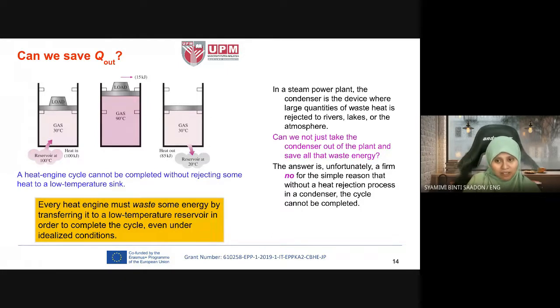Okay, in a steam power plant, the condenser is the device where a large quantity of waste heat is rejected to a river. Can we not just do without it? The answer is unfortunately a firm no, for the simple reason that without a heat rejection process in a condenser, the cycle cannot be completed. Example, you don't have the condenser part, the heat rejection, so after exiting the turbine expansion, right?